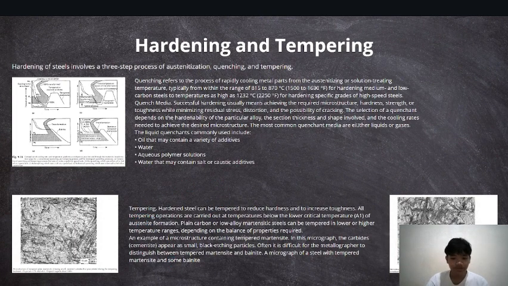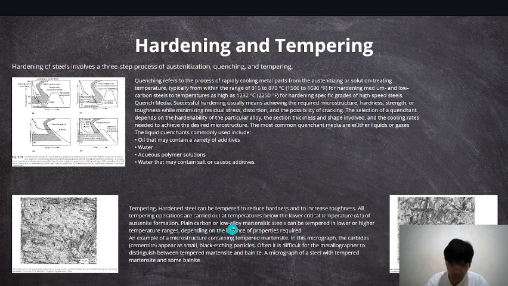Tempering. Hardened steel can be tempered to reduce hardness and increase toughness. All tempering operations are carried out at temperatures below the lower critical temperature, or A1, of austenite formation.